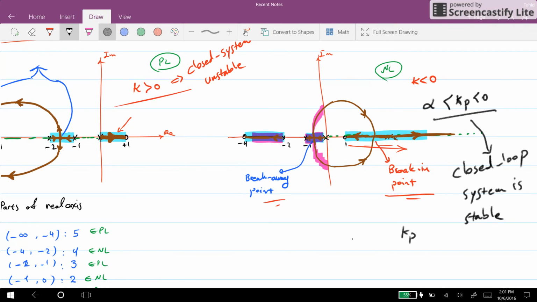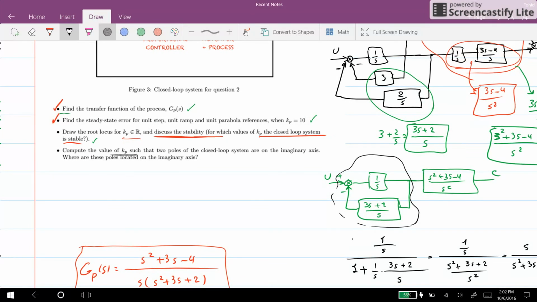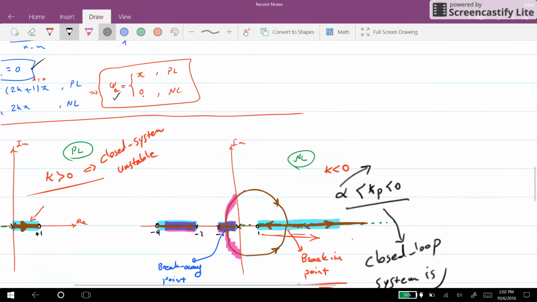Otherwise, if Kp is smaller than alpha, the closed loop system will be unstable. So this is what we can conclude about the stability. We just need to find out the value of alpha, or the critical Kp, for which our system becomes critically marginally stable. And that's indeed what we do for the last part, because we need to find out the value of Kp such that the poles of the closed loop system are on the imaginary axis. And indeed, in that case, we will have the marginally stable system.